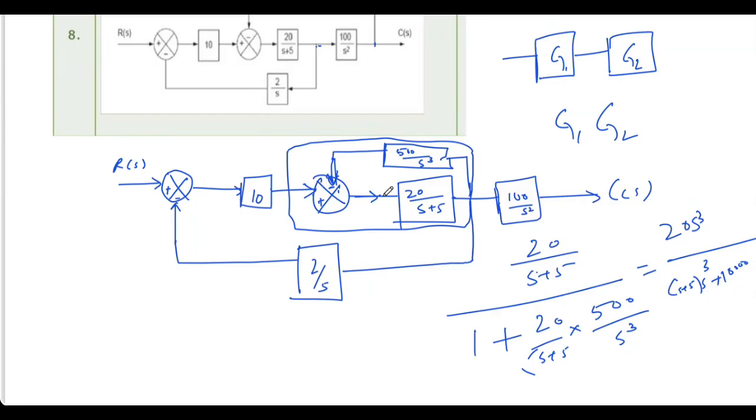Okay, so there's a negative feedback. So this is G of S, this is H of S. G of S by 1 plus G of S H of S. Okay, then you multiply, it is a block. It is a block here. This block is multiplied by 10. That's all, simple. Then again you have one block here and a feedback 2 by S, again negative feedback.